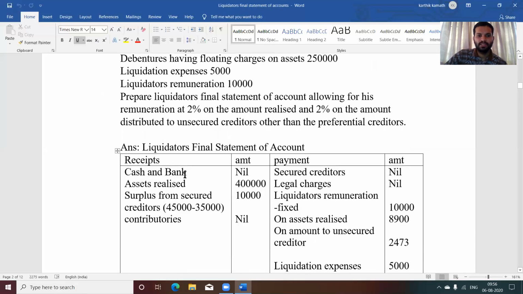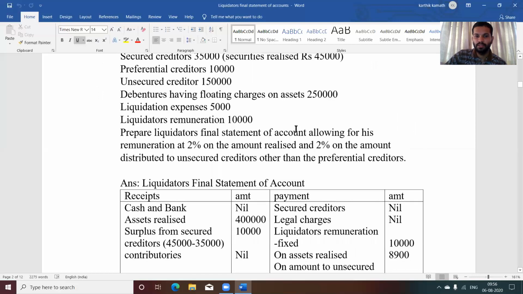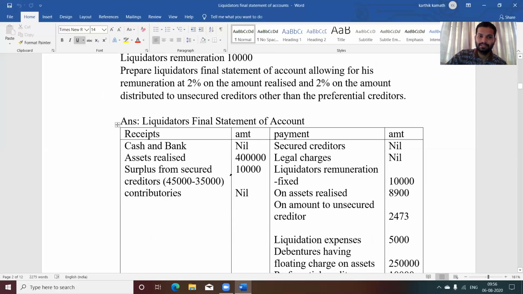So if you see now, assets realized directly given in the problem is 4 lakh, surplus from secured creditor. Here security realized is 45,000, secured creditor due is 35,000. So there is an excess amount of 10,000. So that you need to show on the receipt side. Contributory: as there is no other adjustment, there is no contributory, it is treated as nil.